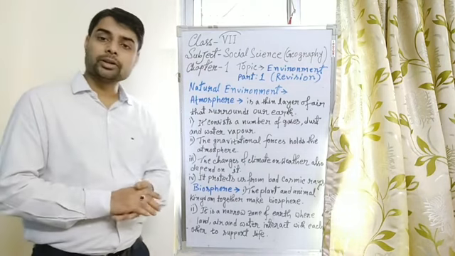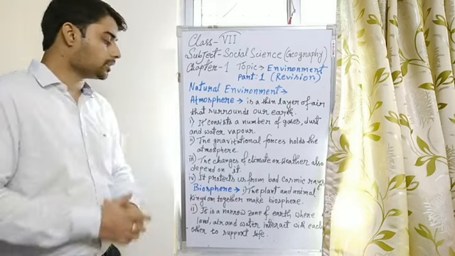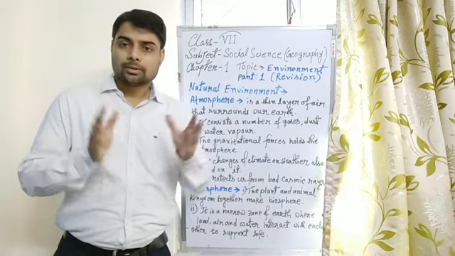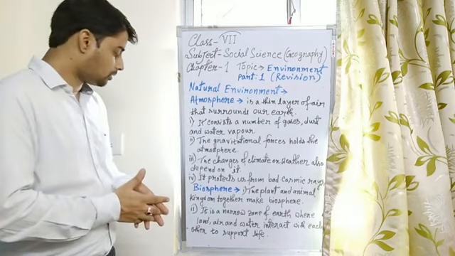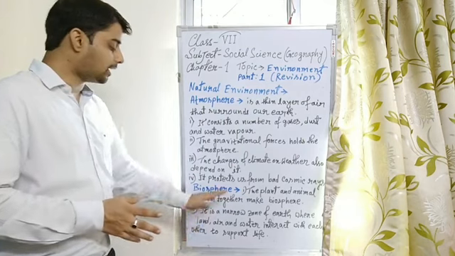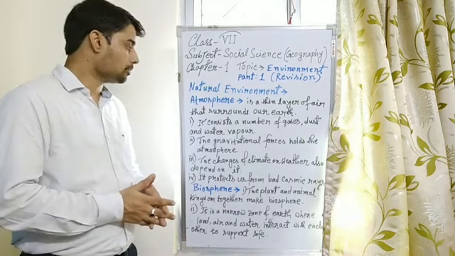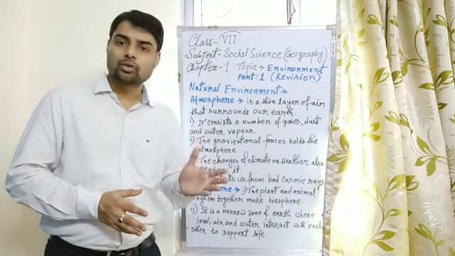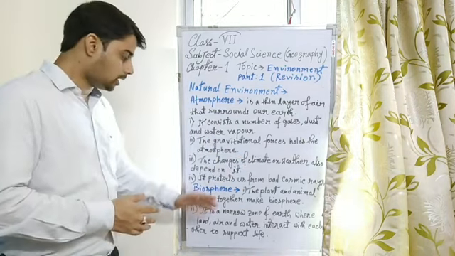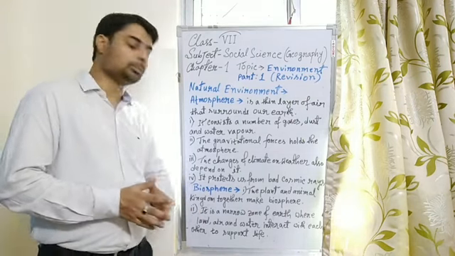Now the next component is biosphere. The plant and animal kingdom together make biosphere. So all the plants and animals together form the biosphere. It is a narrow zone of Earth where land, air and water, so all the previous three components, the atmosphere, the hydrosphere and the lithosphere, interact with each other to support life.